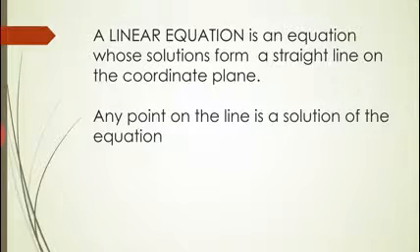We have seen that when we put the points in our graph, they make a line. So a linear equation is an equation whose solutions form a straight line, as in our example, on the coordinate plane. Any point on the line is a solution of the equation, so we can find the unknown value of a variable.